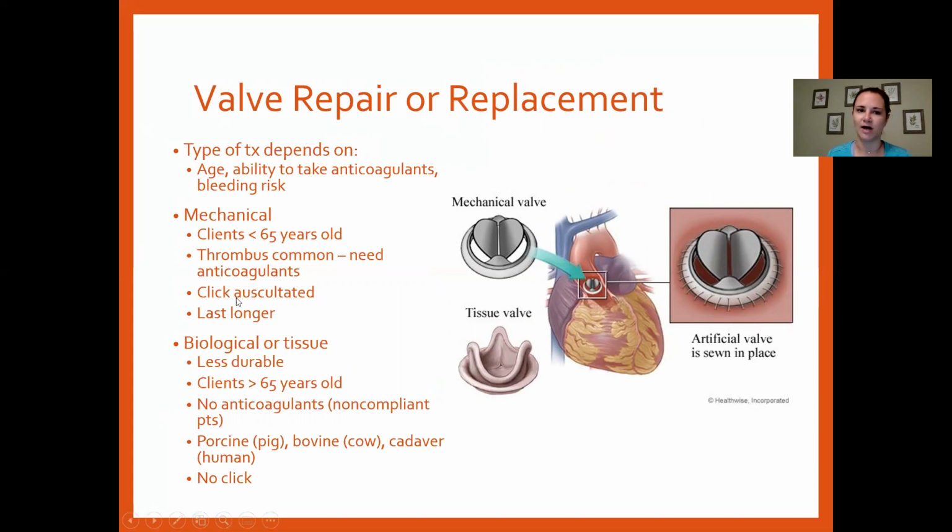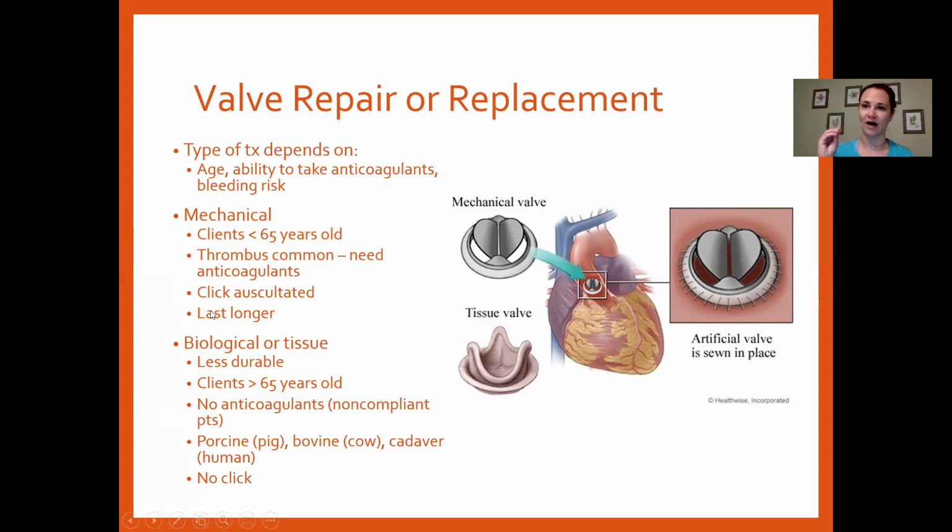So we can do a couple different options here. The type of treatment depends on the patient's age, their ability to take chronic anticoagulant medications, and their bleeding risk. So we have either a mechanical option or biological options. So mechanical options are ideal for clients that are less than 65 years old. Thrombus is common with these, so they do need anticoagulants. So that's why it's better for those younger folks who are at less risk of falling and developing head bleeds or complications from taking blood thinners.